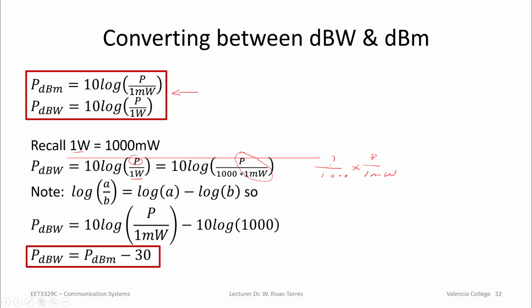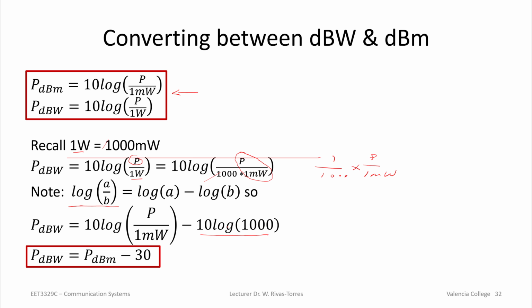Okay? Think about that. Then I'm going to use this rule about logs. If I divide A by B, that ends up being log of A minus log of B. So I end up keeping the P over 1 watt. Right, and if I divide that by 1,000, that ends up being this log minus 10 log of 1,000. That's where this number comes from.